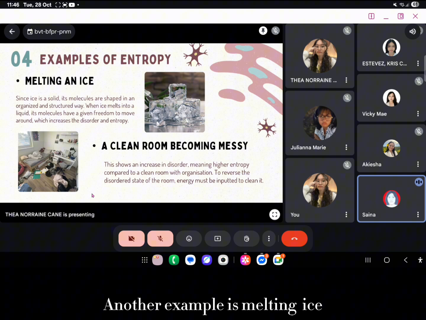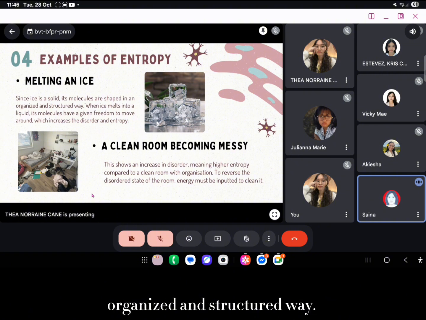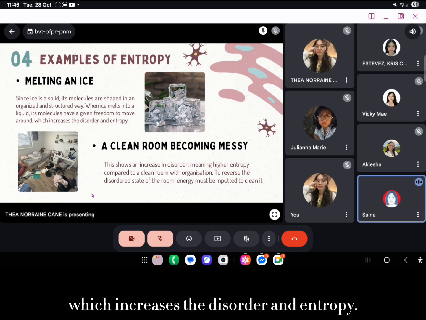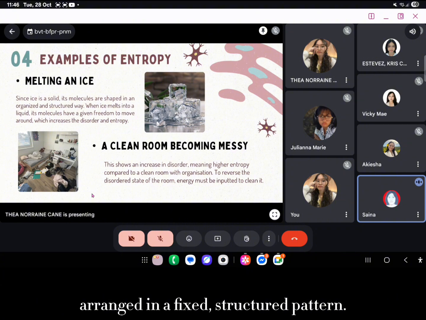Another example is melting ice. Since ice is solid, its molecules are shaped in an organized and structured way. When ice melts into a liquid, its molecules have a given freedom to move around, which increases the disorder and entropy. In its solid form, ice has water molecules that are neatly arranged in a fixed and structured pattern.